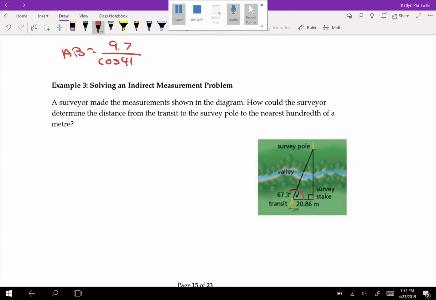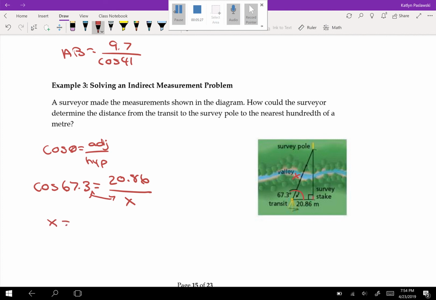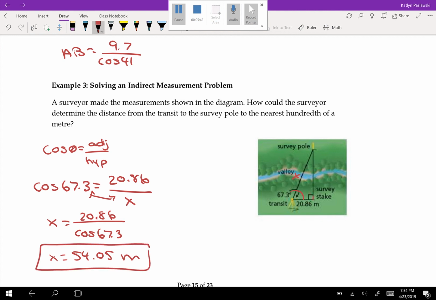So if I have the adjacent and I'm solving for the hypotenuse, I'm going to use the cos ratio, which is equal to adjacent over hypotenuse. I'm going to substitute the information that I know. So cos of 67.3 is equal to my adjacent, which is 20.86, over my value of x, where I'm going to represent my hypotenuse. When you have an unknown variable on the bottom, you simply swap them. So x is equal to 20.86 divided by the cos of 67.3. Punch that into a calculator. You get 54.05, and in this case, it's measured in meters. Watching for your units.